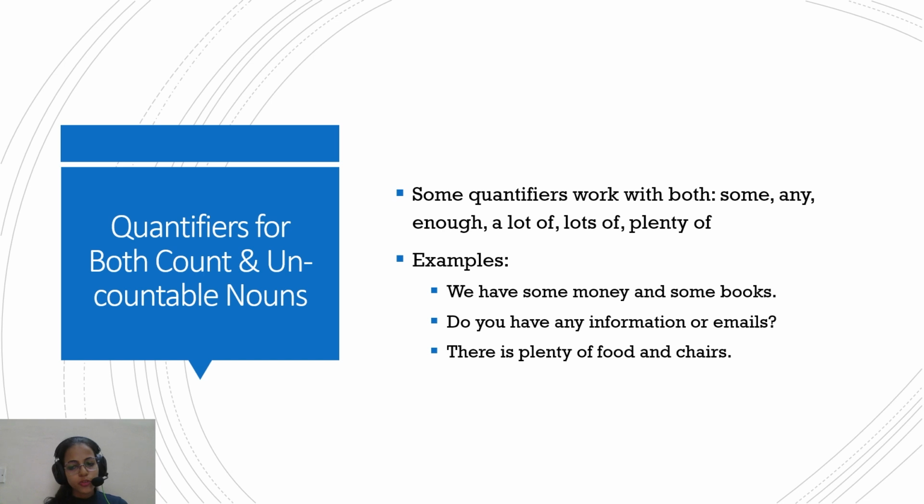Do you have any information or emails? Information is an uncountable noun, emails you can count, but we use the same quantifier, any. There's plenty of food and chairs. Again, the same quantifier for both countable and uncountable nouns. From the question point of view, we have to see whether the noun is countable or uncountable, and accordingly we decide the quantifier to be used.